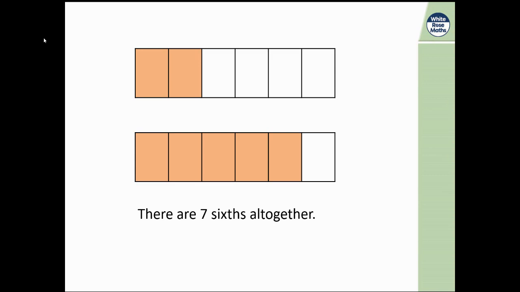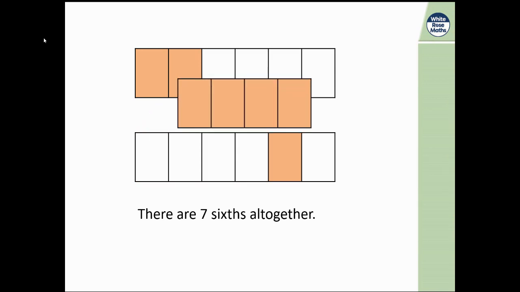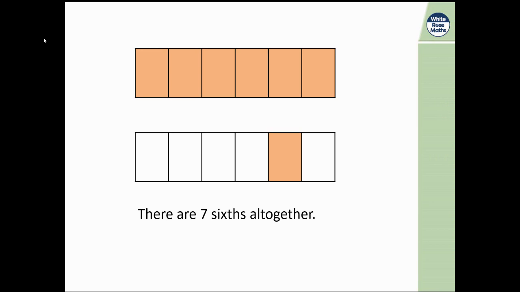I'm going to show that again because I like the way it moved up there. So what they've done is they've taken those to make 1 whole. See that really clearly with this bar model. 1 whole and 1/6. So there are 7/6 altogether. 1 whole, 1/6.